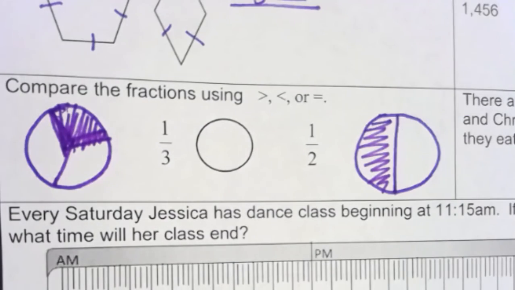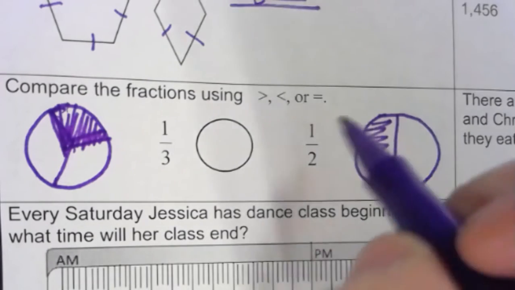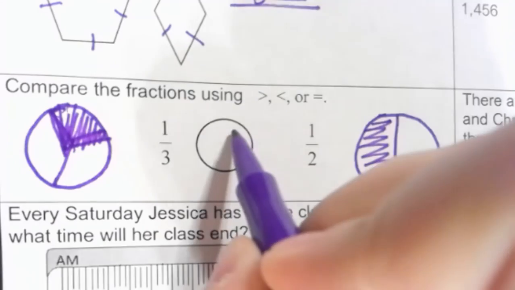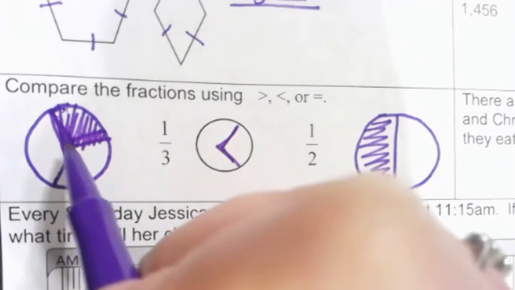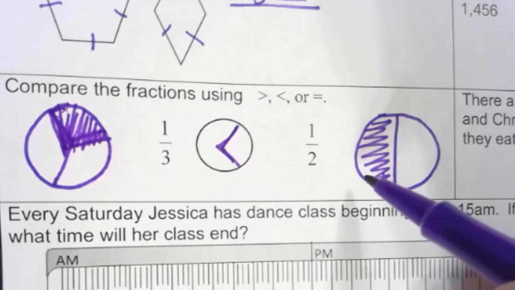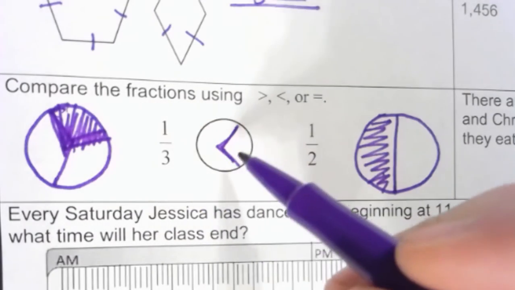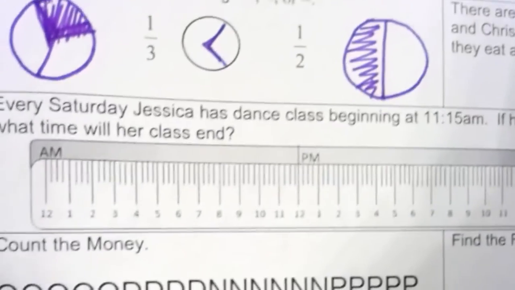Which side did I get more pizza? On the 1/2. You can see the bigger by looking at that. There is more purple over on this side than over on this side. So this is the bigger fraction. 1/3 is, turn your paper, less than 1/2.